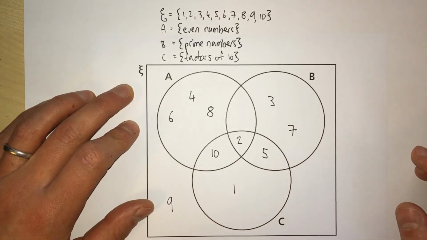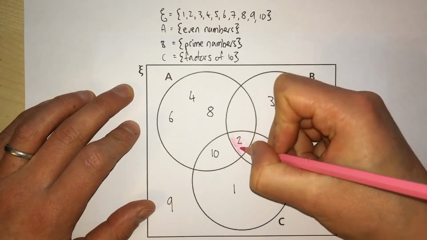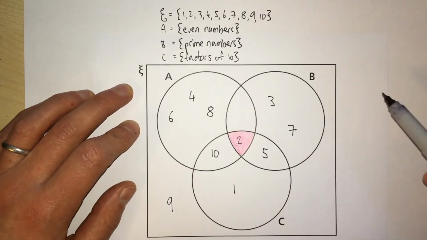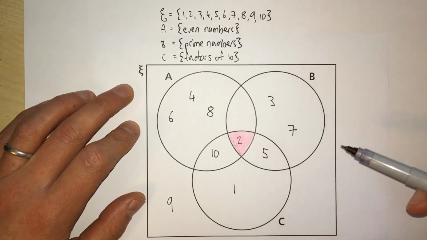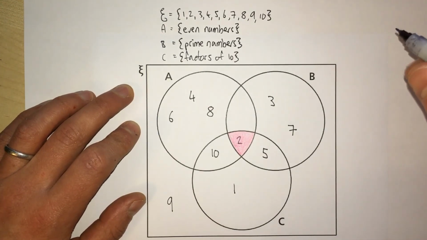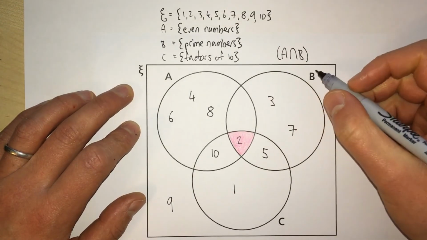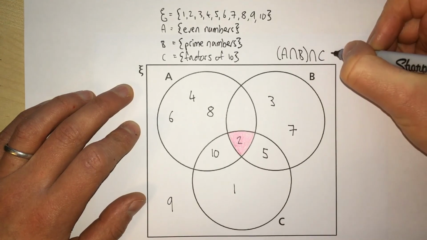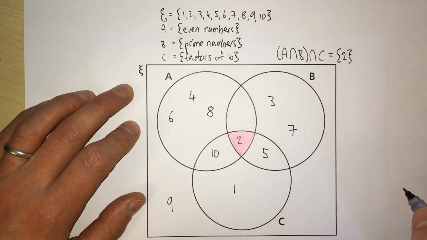Here we have one element that is in all 3 sets. Let's shade that in. 2 is an even number and a prime number and a factor of 10. That's why it's in this intersection of all 3 sets. Here we can write that A ∩ B ∩ C, the intersection of A and B and C, equals the set, and it only has one element, and that set contains 2.